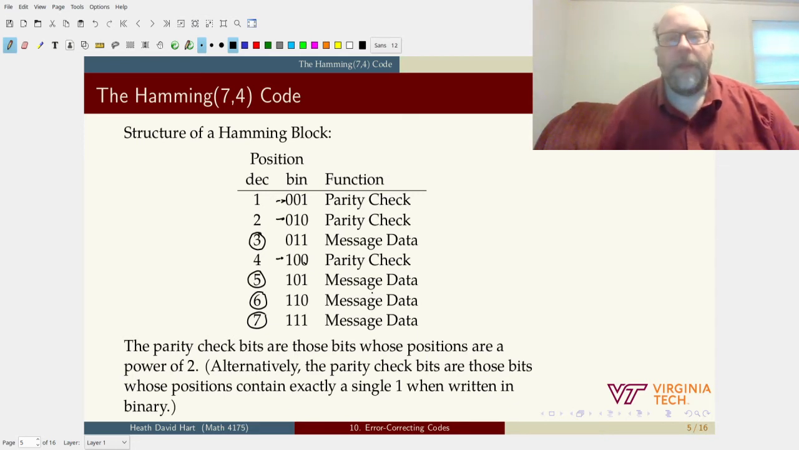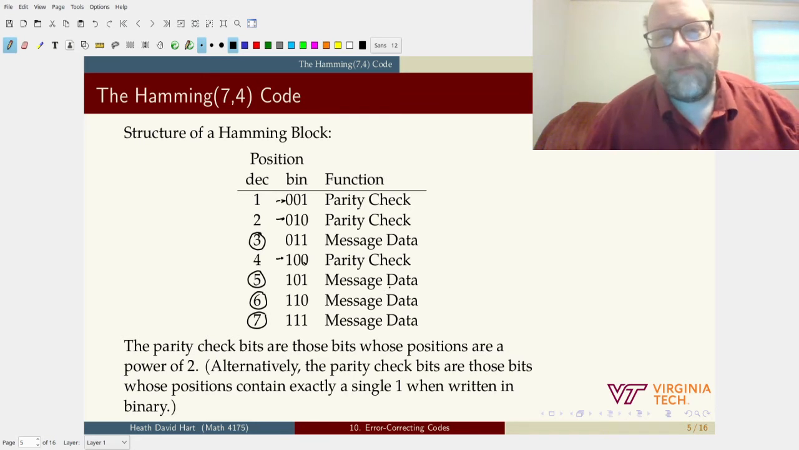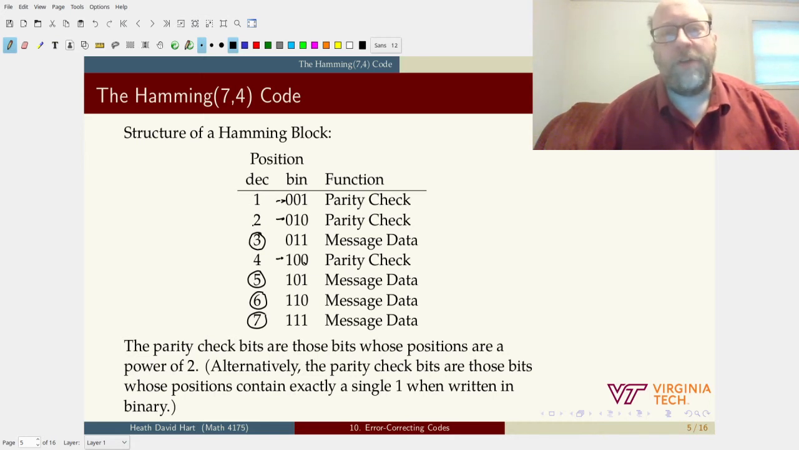And so we're skipping those for the message data, and we're using the single 1 values, the powers of 2, 1, 2, and 4, as our parity check bits. So one way of thinking about it is that the parity check bits are all a power of 2. This is 2 to the 0. This is 2 to the first. This is 2 squared. Or they're the bits that only have a single 1 when you write them out in binary. Either way. Okay?